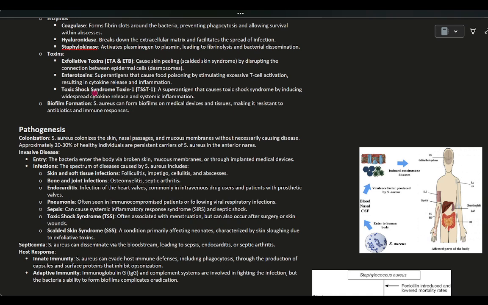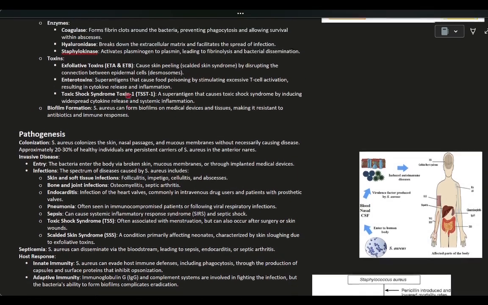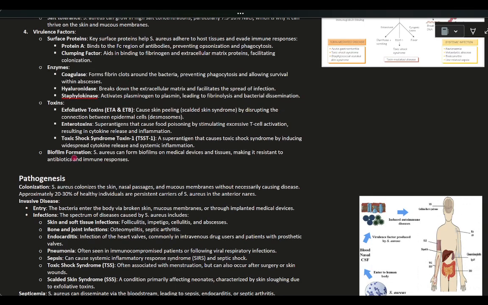We also have toxic shock syndrome toxin 1, or TSST-1. The toxic shock syndrome toxin 1 is a superantigen which will cause toxic shock syndrome by inducing widespread cytokine release and thereby inducing systemic inflammation. And then we have another thing called biofilm formation. This is where the Staphylococcus aureus can form biofilms on medical devices and tissues, which would then make it resistant to antibiotics and immune responses.